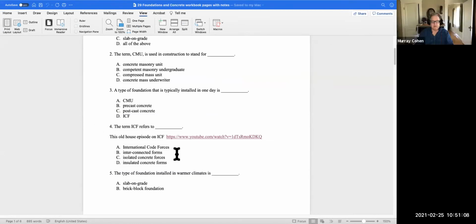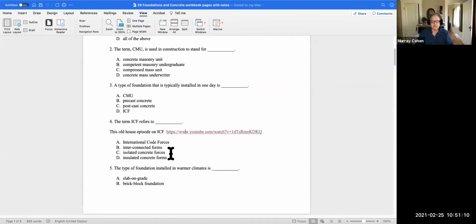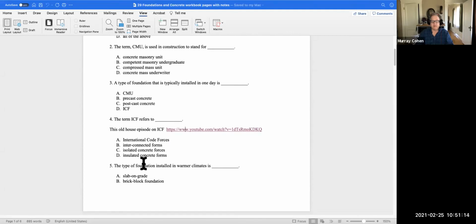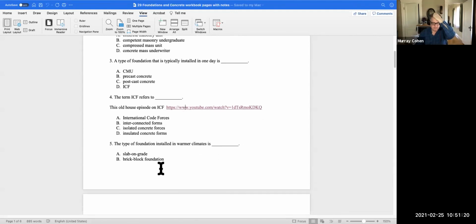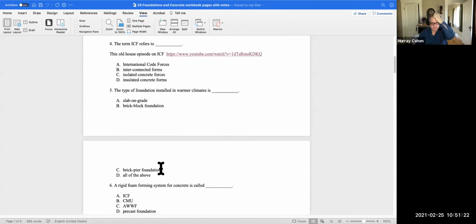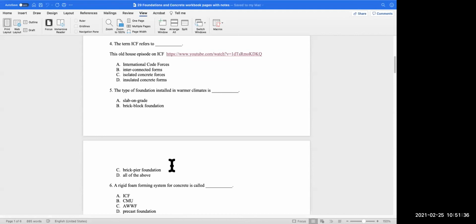Here we go. So ICF, we just learned about ICF. ICF is insulated concrete forms, and they're made out of foam. The type of foundation installed in warmer climates is, this one's kind of tricky. Anybody know the answer to that? Is it slab on grade?